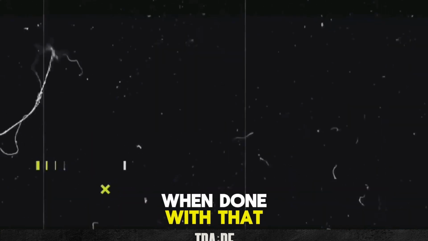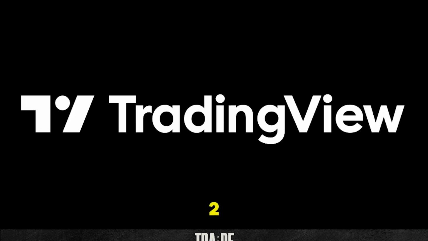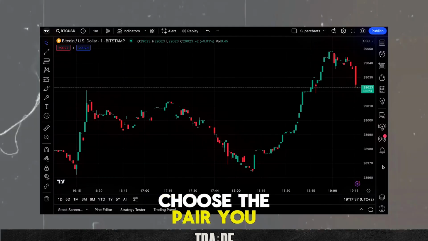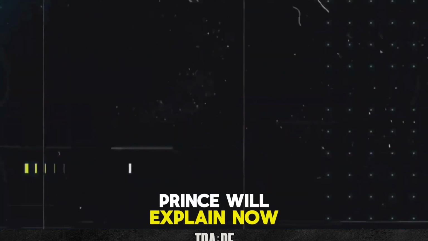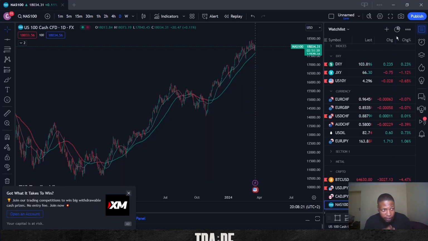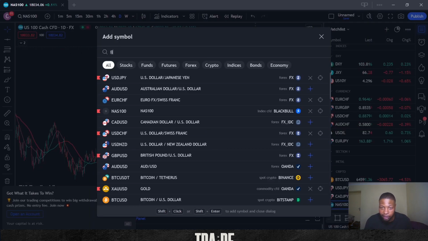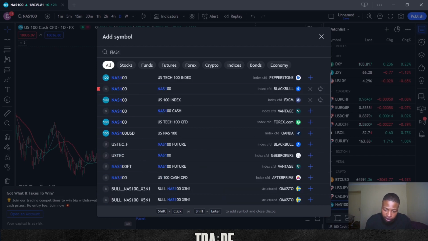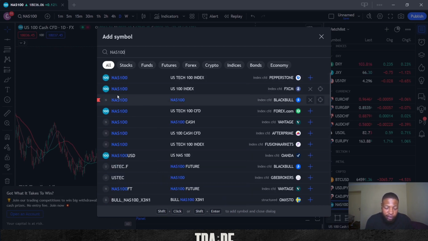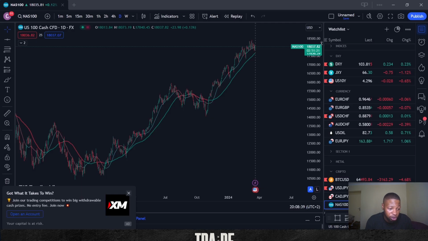When done with that, let's go to step 2. Go to TradingView, choose the pair you selected, and do what Prince will explain now. So the first thing you do after choosing the pair that you're going to trade for the day is go to add symbol here and click Nasdaq 100. This is the pair that we're going to focus on. You might choose any Nasdaq pair that you want from the add symbol zone, but I already chose mine, so this is the one that I'm going to use.